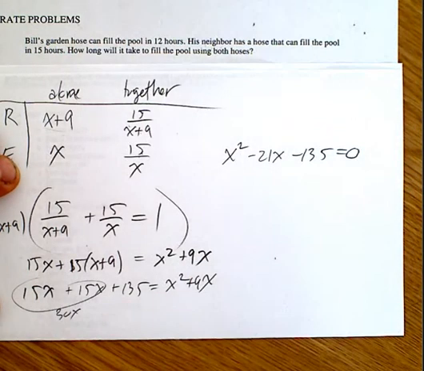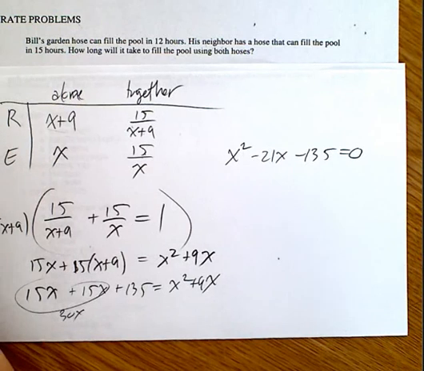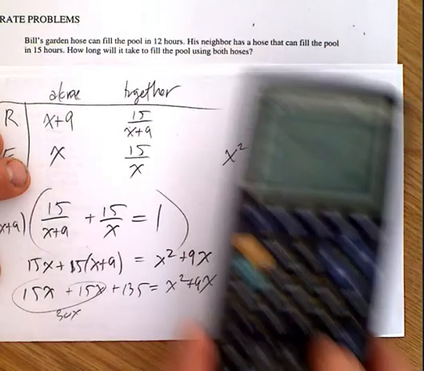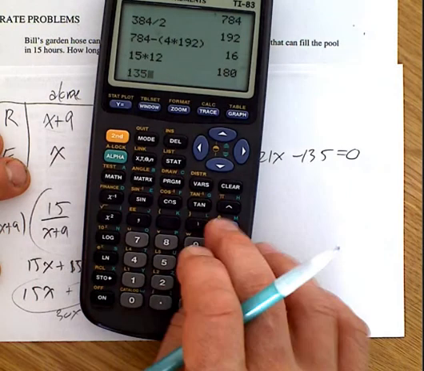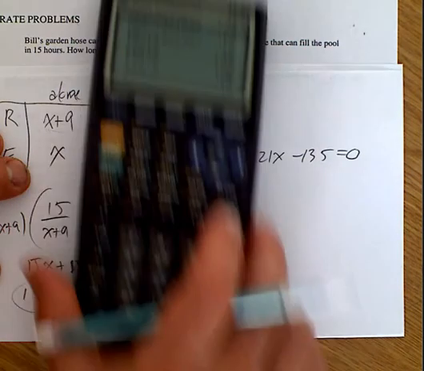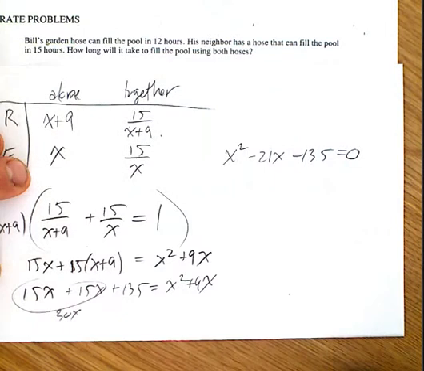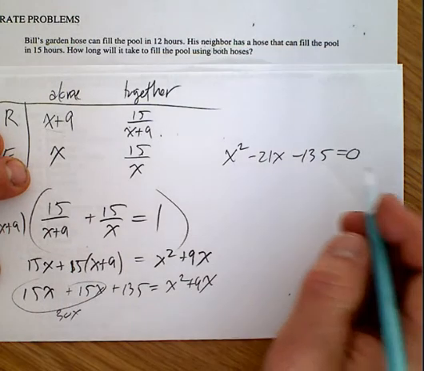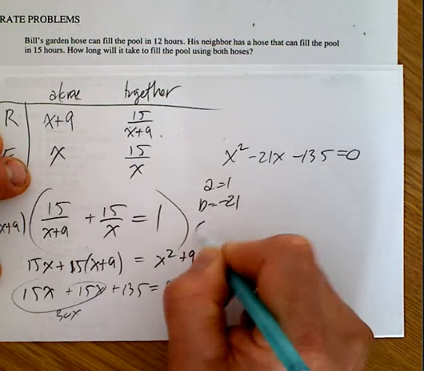And you might be able to factor that. You might be able to solve it using the quadratic formula. Well, let's have a look. 135 divided by 9 is 15. Is that going to give me what I want? 21? No. 135 divided by 13? No. So we're probably going to have to use the quadratic formula here, where your A is 1, your B is negative 21, and your C is negative 135.